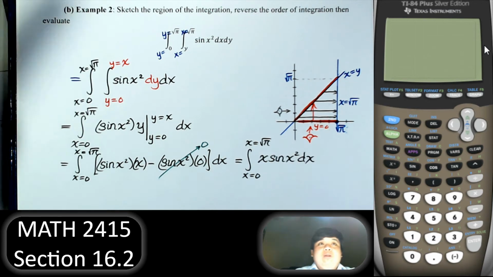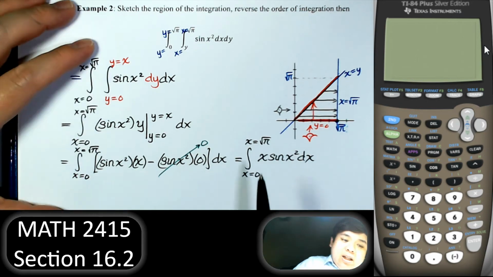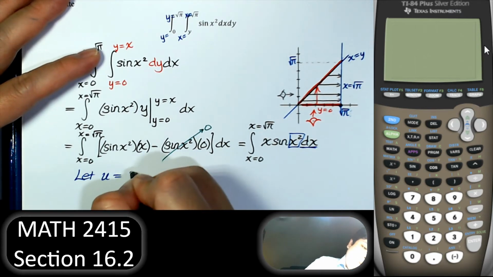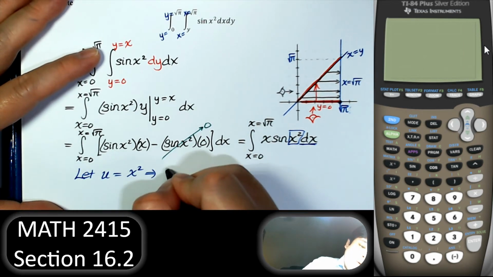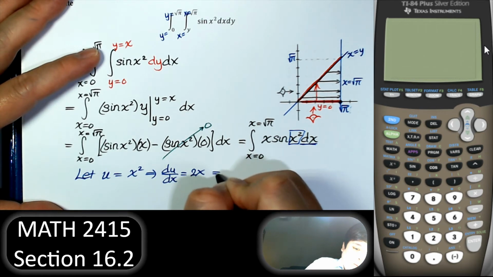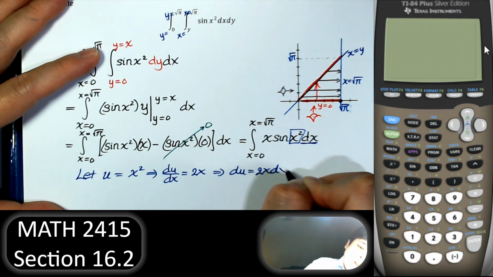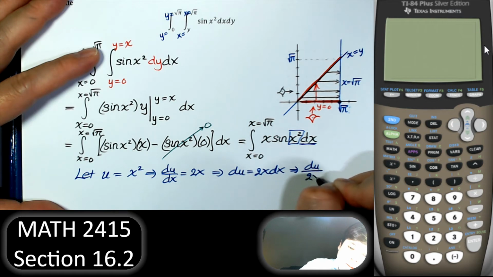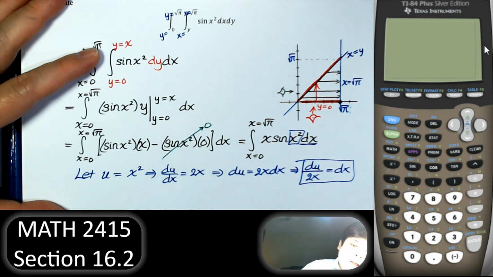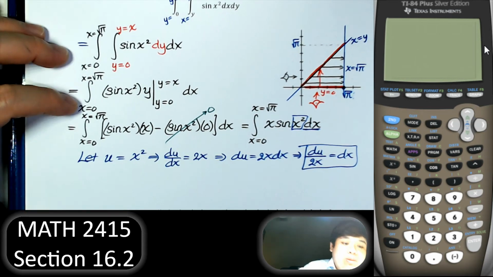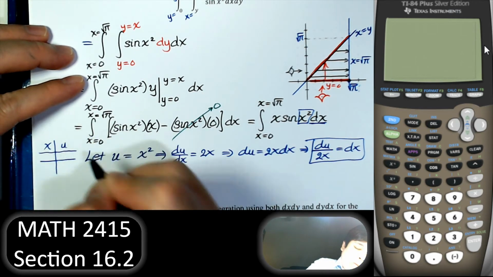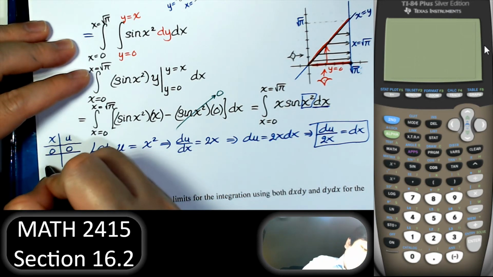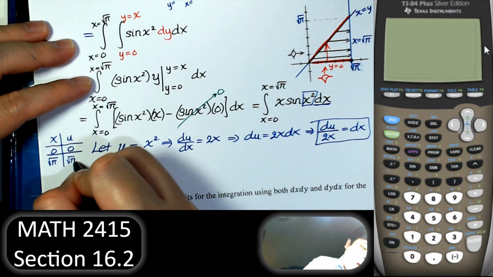Now that's just a simple substitution. I'm going to let u equal x squared, and we solve for dx. So I'm going to take the derivative with respect to x, move the dx over, and then divide by 2x. So we have u and dx. And then also we change the limits. When x equal to 0, u is x squared, so 0 squared is still 0. When x equal to square root of pi, u is x squared, so square root of pi squared will be just pi.